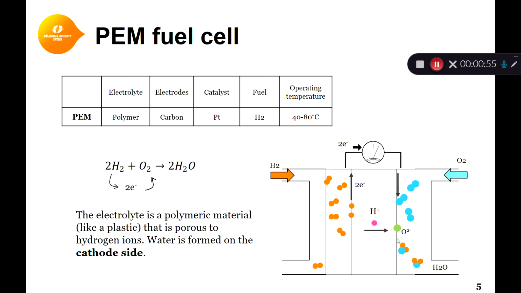We're going to look now in more detail at four very common types of fuel cells. The first is proton exchange membrane, or PEM, sometimes also called a polymer electrolyte fuel cell, PEFC. The PEM fuel cell has a polymer electrolyte, and the reaction that occurs inside is with hydrogen and oxygen, like the most common fuel cell that we looked at in the last module. Water is formed on the cathode side.